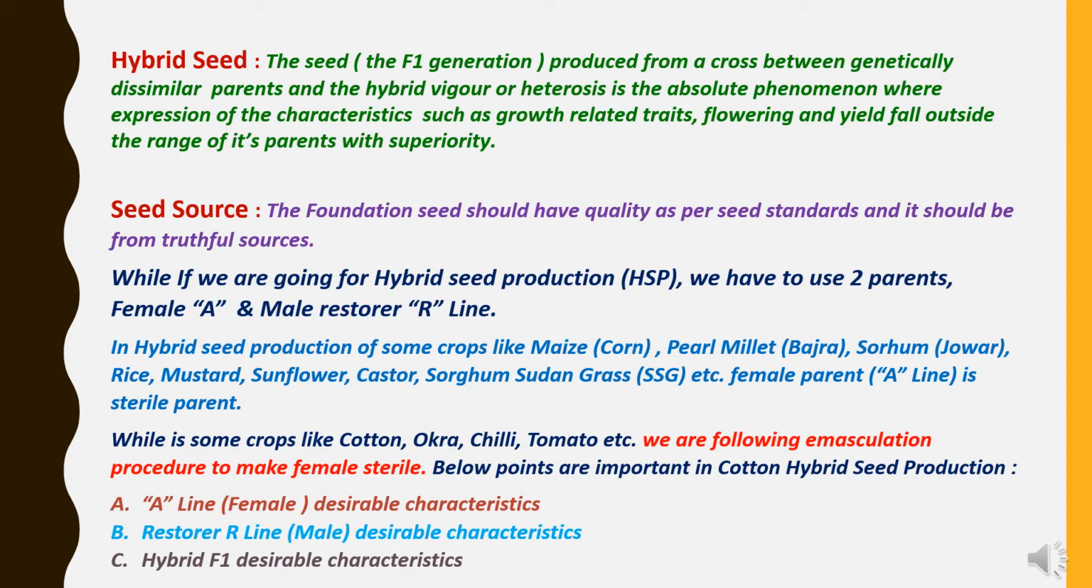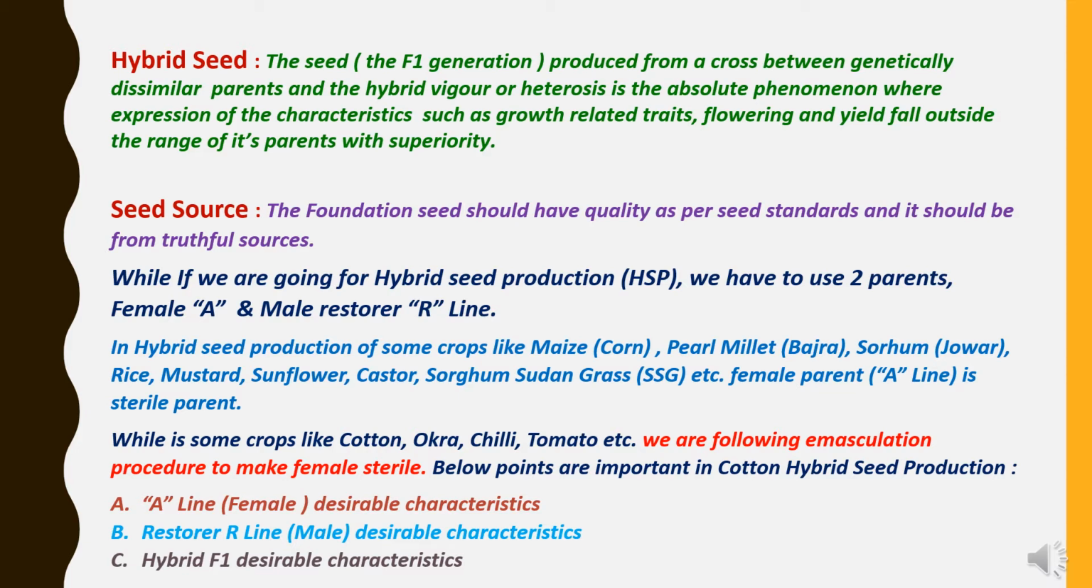As we are going to study hybrid seed production technology in cotton, first we should know what a hybrid seed is. Hybrid seed is the F1 generation seed produced from a cross between genetically dissimilar parents. Hybrid vigor or heterosis is the phenomenon where the expression of characteristics such as growth related traits, flowering behavior and yield fall outside the range of the parents, with superiority. So in the case of hybrid seed, the yield and performance are better compared to its parents.